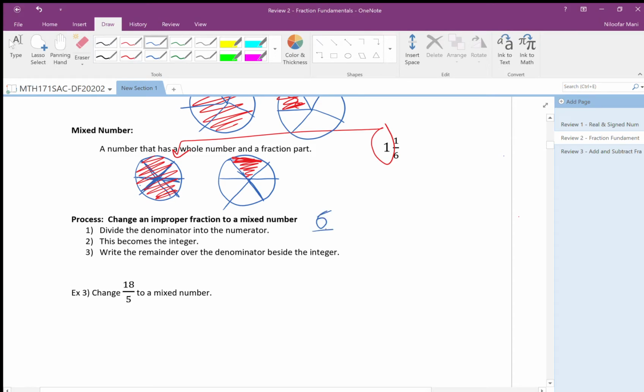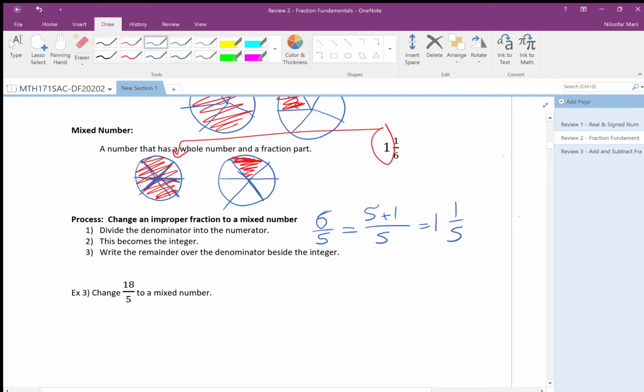So I divide 6/5. You can ask, how many 5s do I have in 6? How many 5s do I have in 6? Oh, 1. What is left? 1. 1/5. Because I have 5 plus 1. Or I can say it is 5 plus 1, which is 1/5.